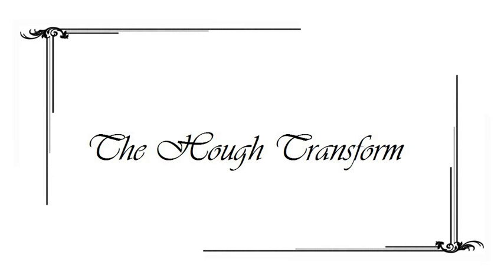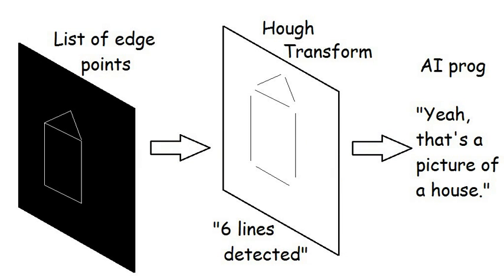What we specifically don't have is an artificial intelligence application that reports something like, this is an image of a car, or this is an image of a house. Today we start looking at the Hough Transform, which takes us one step closer to that goal. The Hough Transform detects basic shapes in edge-detected images.